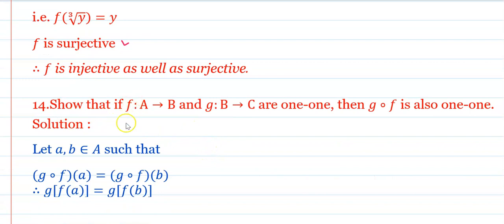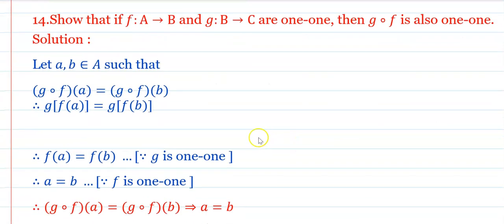Next, show that if f is defined from A to B and g is defined from B to C are 1 1, then gof is also 1 1. Okay, now see the solution. a comma b belongs to capital A. Next, gof of a is equal to gof of b. मग काय इथे हा g बाहेर असणार आहे. This will be the f of a. हा g बाहेर असणार आहे. This will be the f of b. Means what? g of f of a is equal to g of f of b. It means that these two elements must be equal, that is f of a is equal to f of b.